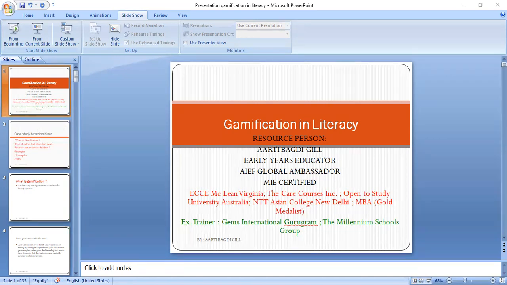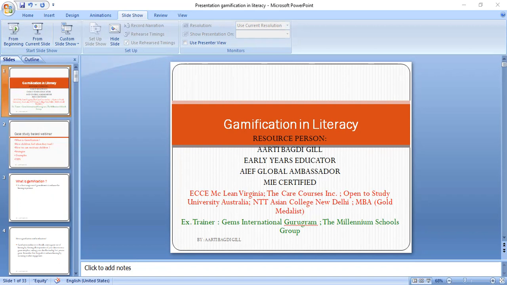Today in this session, we will cover what is gamification, how children feel when they go through literacy, how we can motivate children, different strategies, examples, and tips.